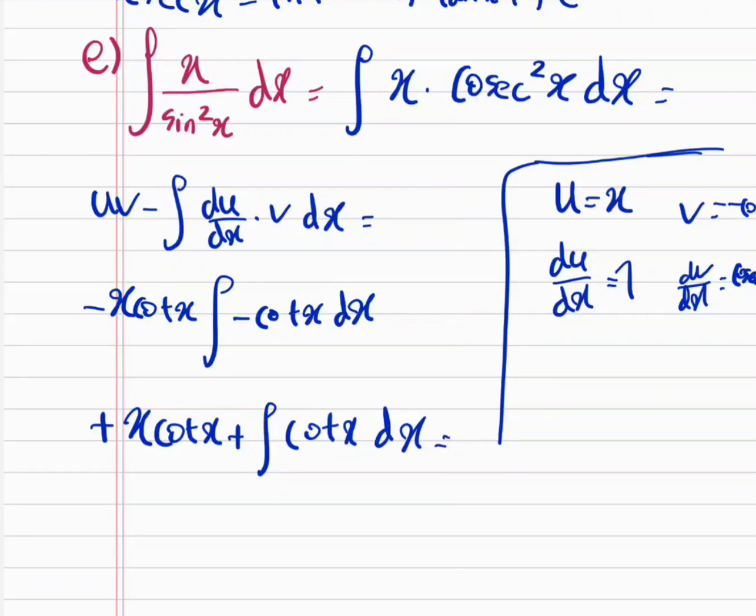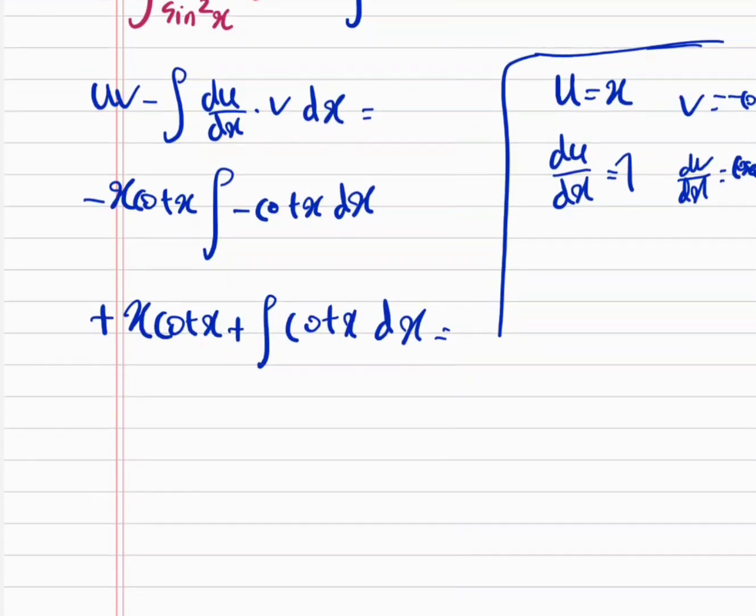And remember that cot x is one of the standard results that will be in the formula booklet. And cot x integrates to ln mod sine x. So we'll have x cot x plus ln mod sine x plus c.